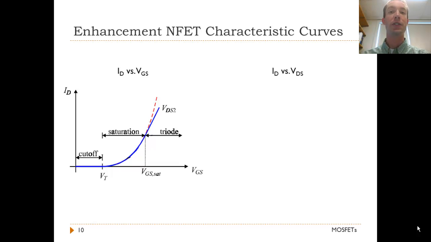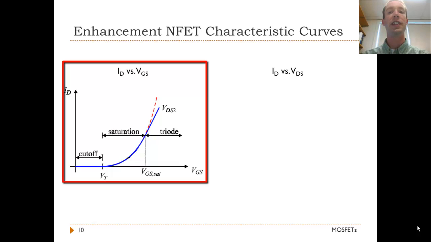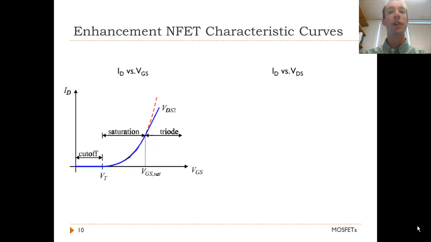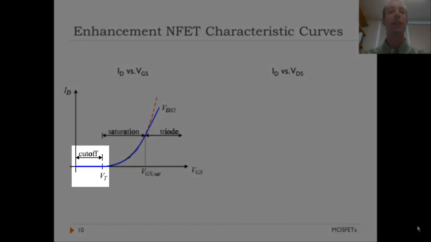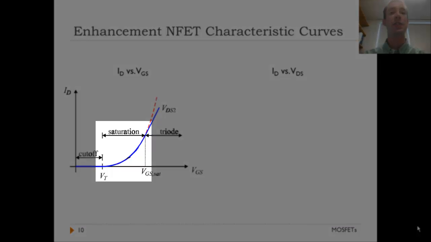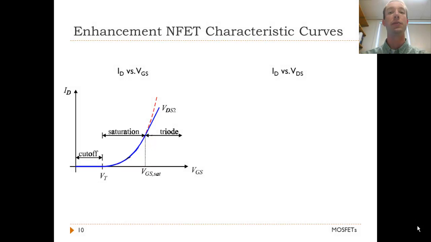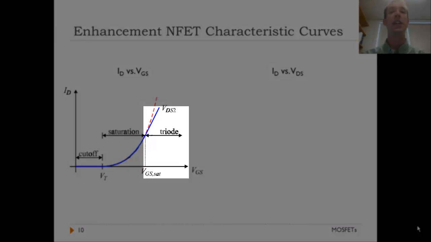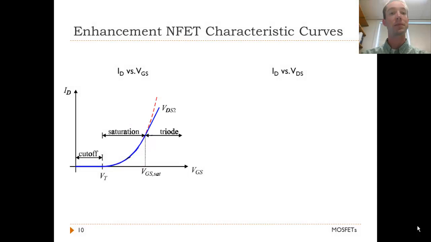Similar to BJTs, we can look at characteristic curves for a MOSFET to see how current through the transistor relates to different voltages. This first graph shows the drain current relative to the gate source voltage, VGS. When VGS is less than VT, the transistor is off, and so no current flows through it. When VGS is increased beyond VT, under a fixed VDS, the transistor will first enter saturation mode. At this point, VGS is still small, and so VGS minus VT is small and therefore less than VDS. As VGS is increased, VGS minus VT eventually exceeds VDS, and the transistor switches into the triode region.